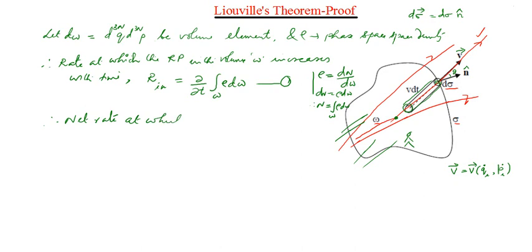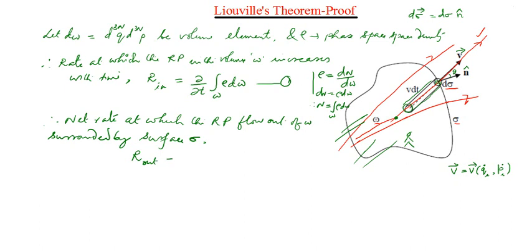So the net rate at which the representative points flow out of omega. You have to understand that omega is an arbitrary volume shown by some arbitrary shape here in the diagram. And this omega is bound by a surface. Whatever representative points flow out of omega will be crossing the surface sigma. We call that one R out. For the time being, I'm just using some symbols, R out, and I'm writing an equation for R out, which we will try to understand later.